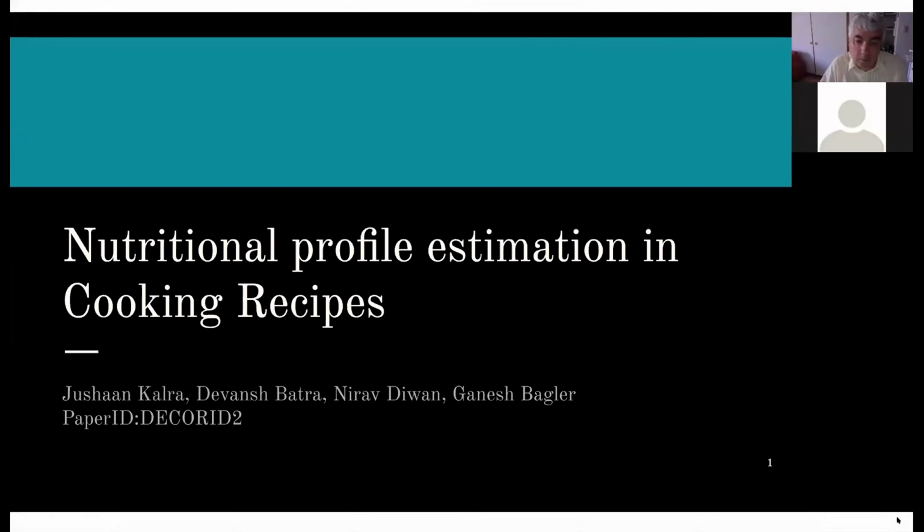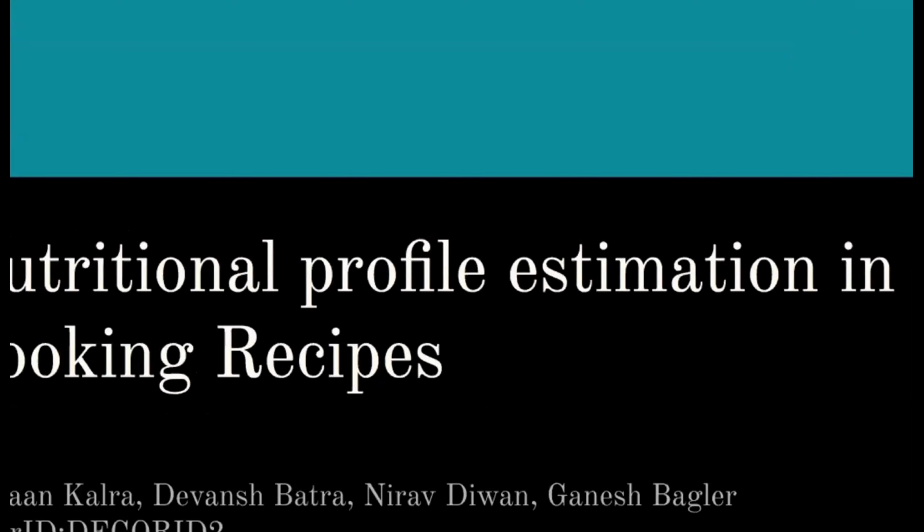Hi, so the paper that we'll be discussing today is nutritional profile estimation in cooking recipes. A little introduction about the paper: it discusses a method to calculate the nutrition of the food that we eat. And we discuss why that is important in today's world and why it's important as a research topic, because it has a lot of applications in areas such as diet designing, recommendation systems, and dietary analytics. In this paper, we use some natural language processing (NLP) techniques to calculate the composition of more than 100,000 recipes.